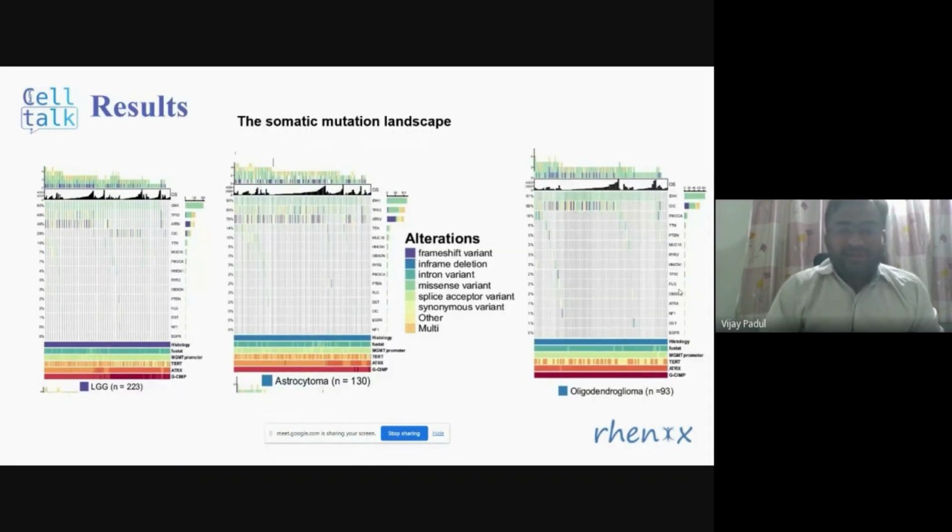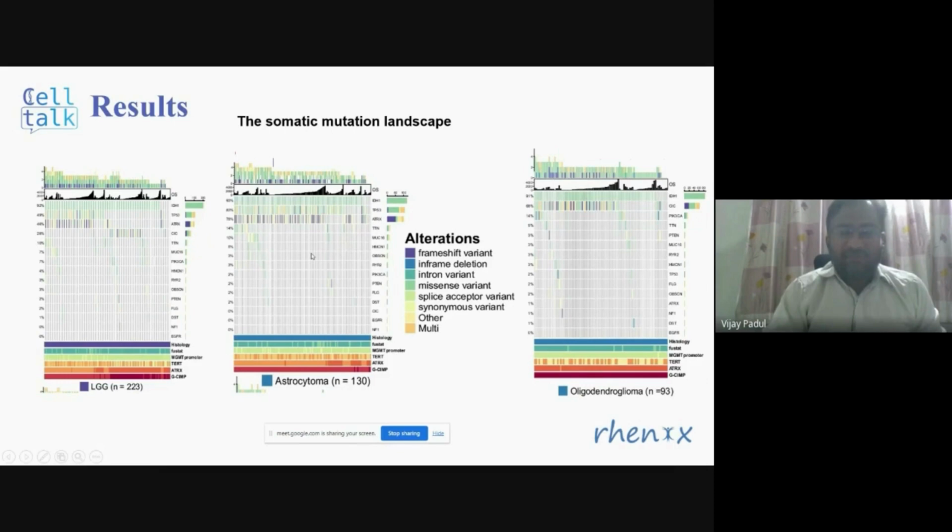Coming to the results, this result shows the somatic mutation landscape of the tumor subtypes astrocytoma and oligodendroglioma. The first figure shows the combined mutational signature of low-grade gliomas, combining astrocytoma and oligodendroglioma, and the other two show astrocytoma and oligodendroglioma individually. As can be seen in low-grade glioma, IDH1 mutation, TP53 mutation, ATRX mutation, CIC mutation, and FUBP1 mutation are found to be more prominent. These were also prominent in the combined database.